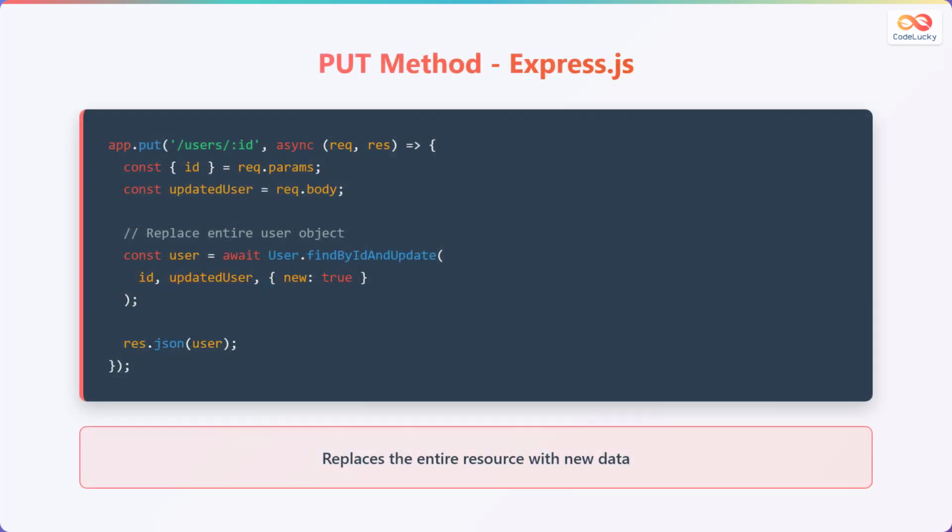Here's an example of the PUT method implemented using Express.js. First, we define a route using app.put, specifying the endpoint /users/:id, where id is the identifier of the user we want to update. Inside the route handler, we extract the id from the request parameters and the updated user data from the request body. Then we use the findByIdAndUpdate method to replace the entire user object in the database with the new data. The option new: true ensures that we get the updated user object back as a result. Finally, we send the updated user as a JSON response.